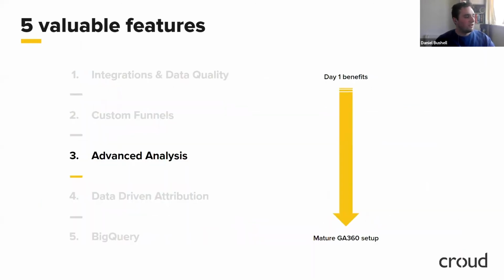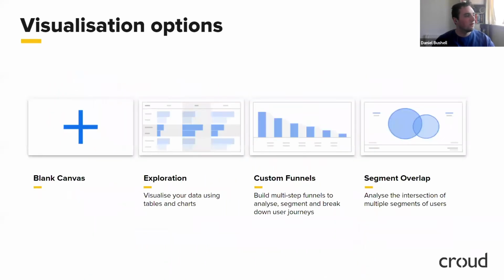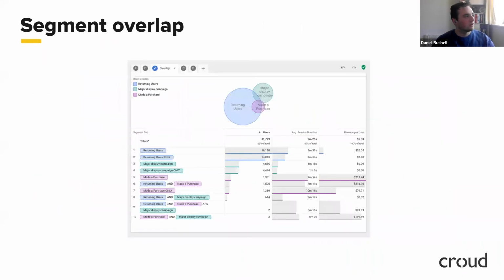Within the advanced analysis section, there are other components and we're going to quickly go through them as well. So we've already gone through the custom funnels, so that's fine. So next we're going to think about the segment overlaps.